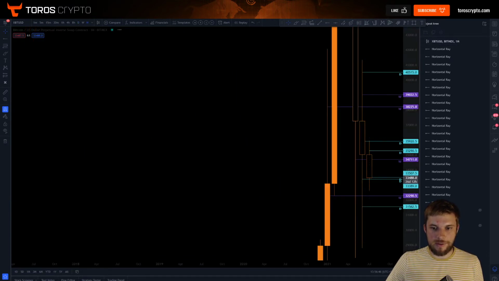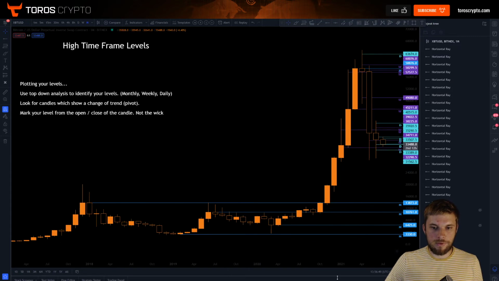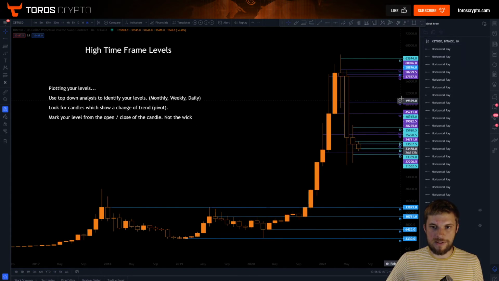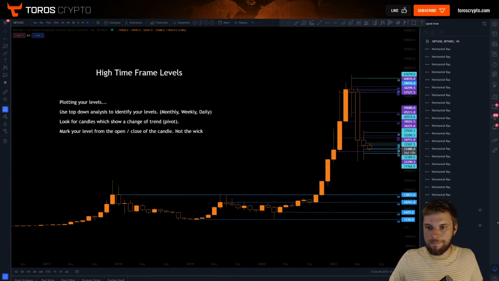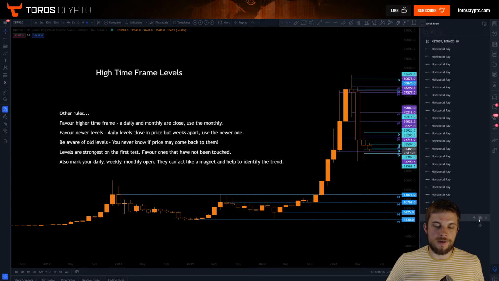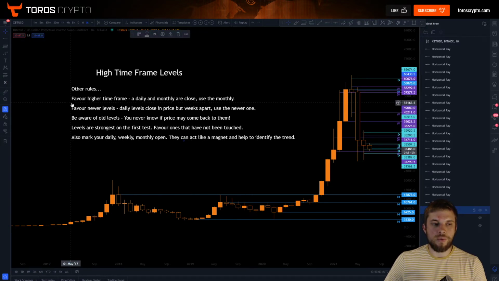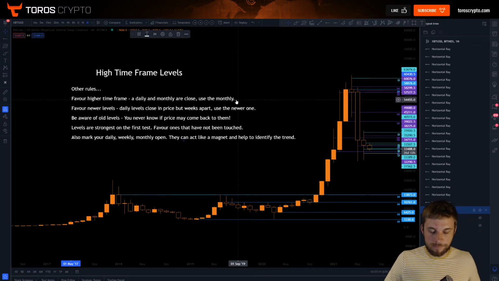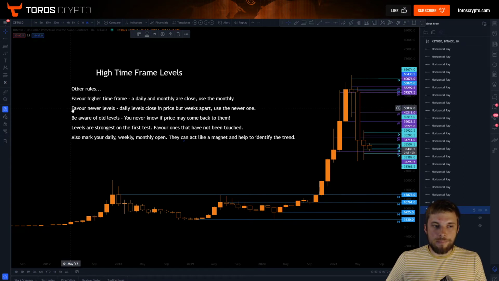So if we zoom back out onto our monthly chart, we can look at what we've done here. We've plotted these levels, but there's a lot of levels here, okay? So once you've plotted them, you can start to follow some additional rules, okay? So what you want to be doing first of all is to favor the higher time frame. If a daily and a monthly close are close together, then use the monthly, okay? So this is one way that you can start to clean up your chart. But you would also like to favor the newer levels. So if you have two daily closes that are close in price, but several weeks apart, then you can favor the newer one.